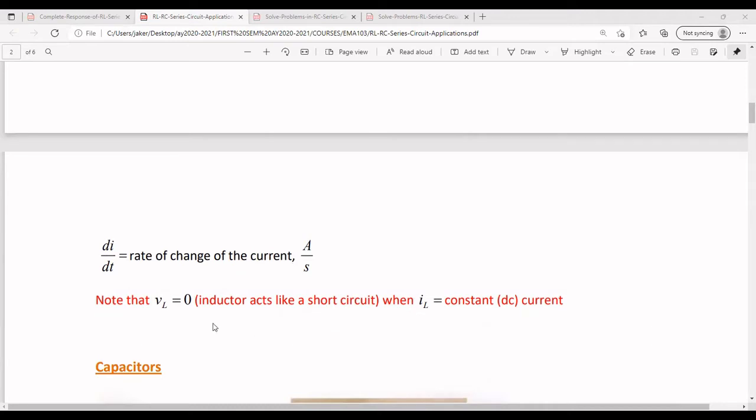Now, with our inductor, your voltage drop will be 0. So if the voltage drop is 0, the inductor here acts like a short circuit.